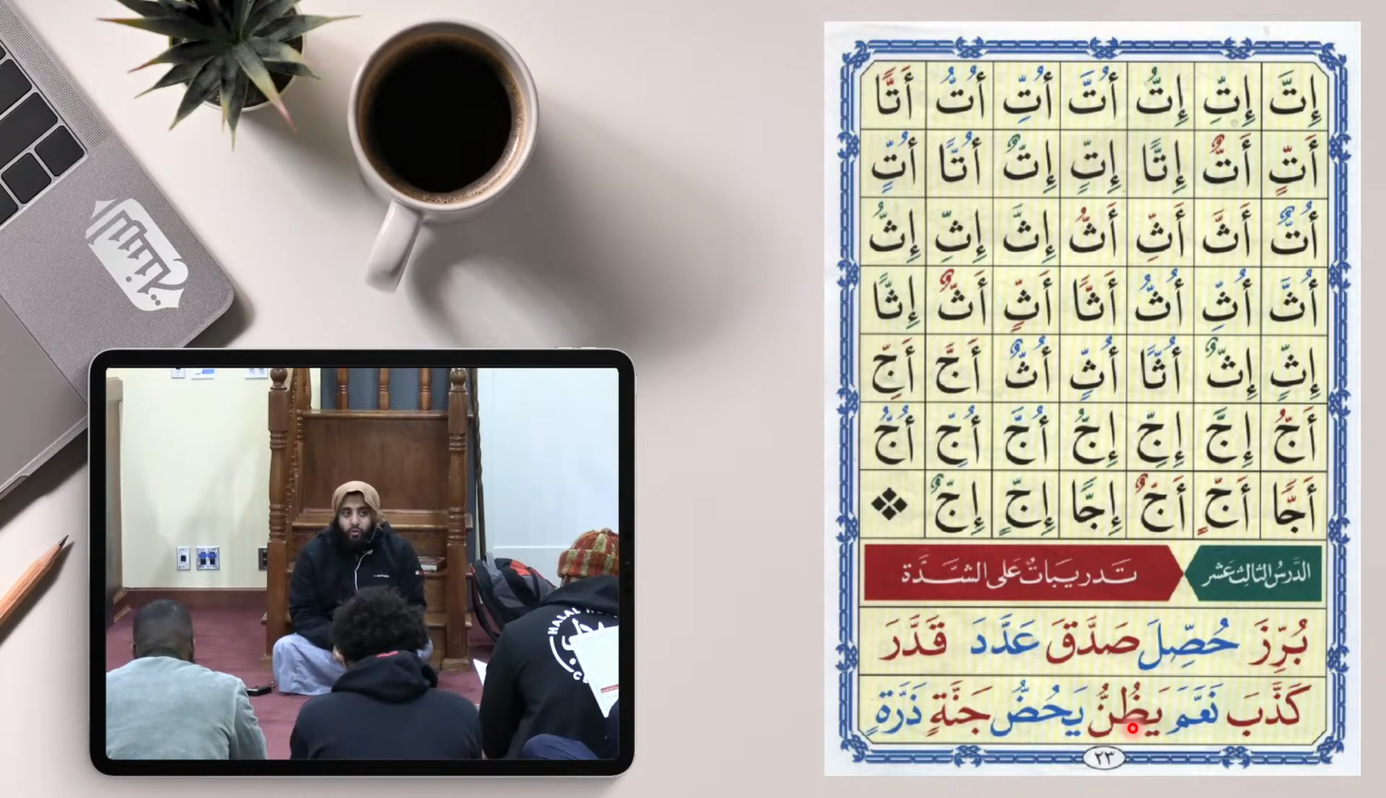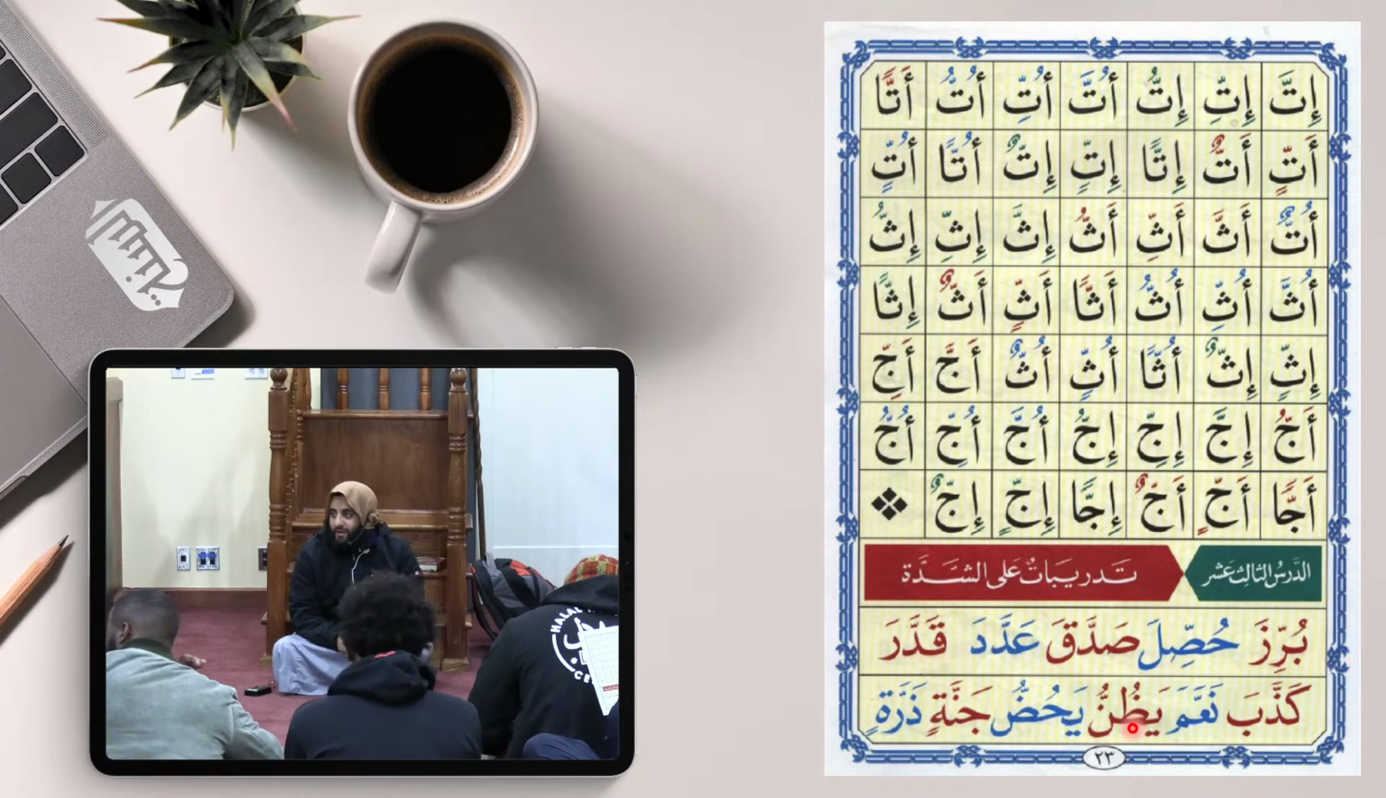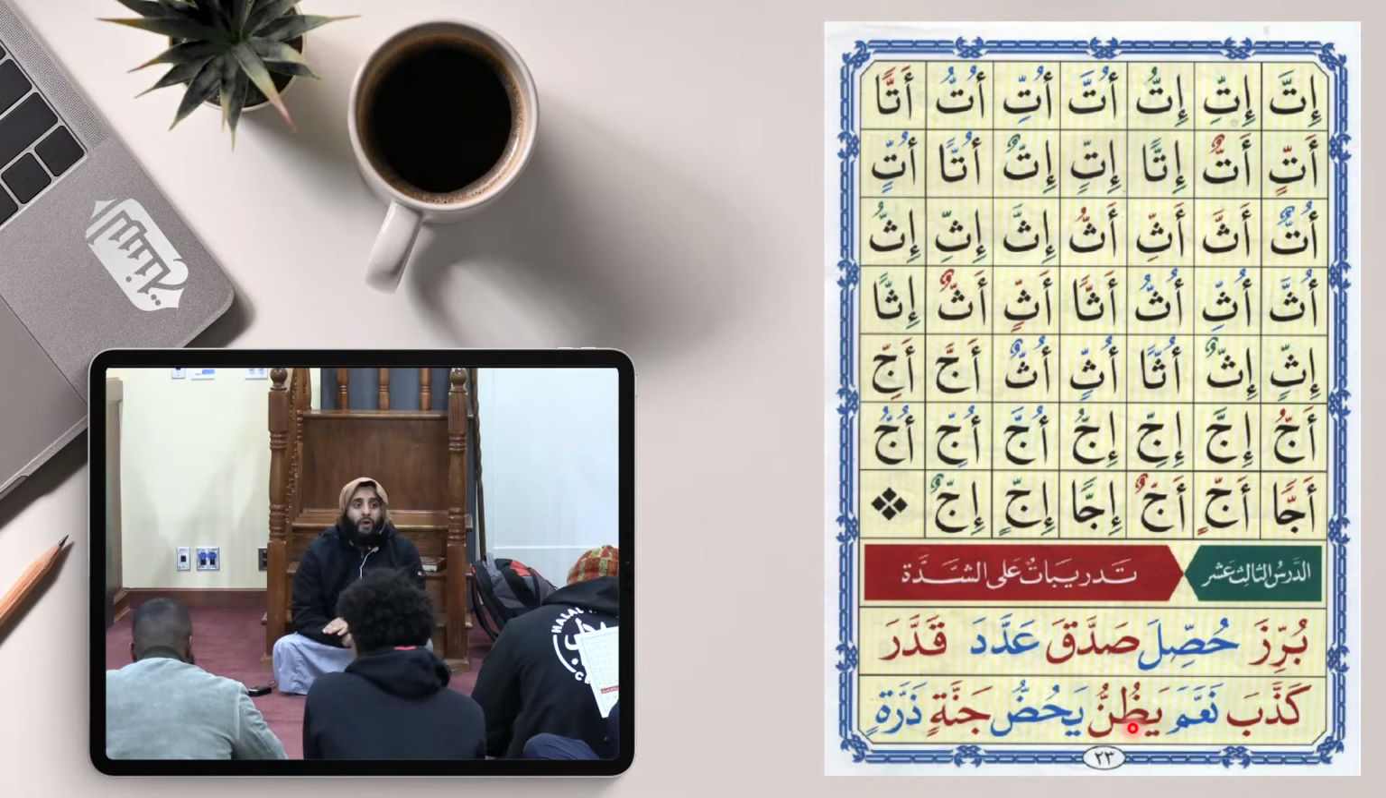Yadhunnu. Not ya, ya. Dha is heavy, ya is light. Yadhunnu. Some of us might be asking, why are we holding it, the noon, right? This is called a ghunna, nasalization. Two letters. Whenever they have a shadda, we have to hold it for two counts. The noon and the meen. Whenever a noon or a meen has a shadda, you have a ghunna. You have to hold it for how long? Two counts. Always. Is that clear?